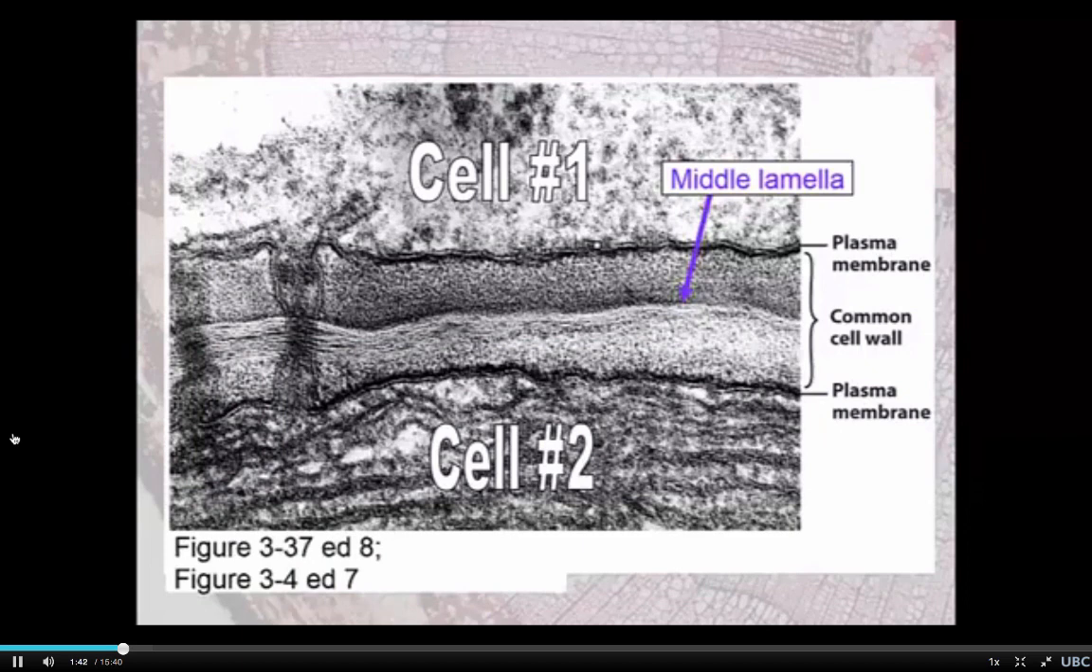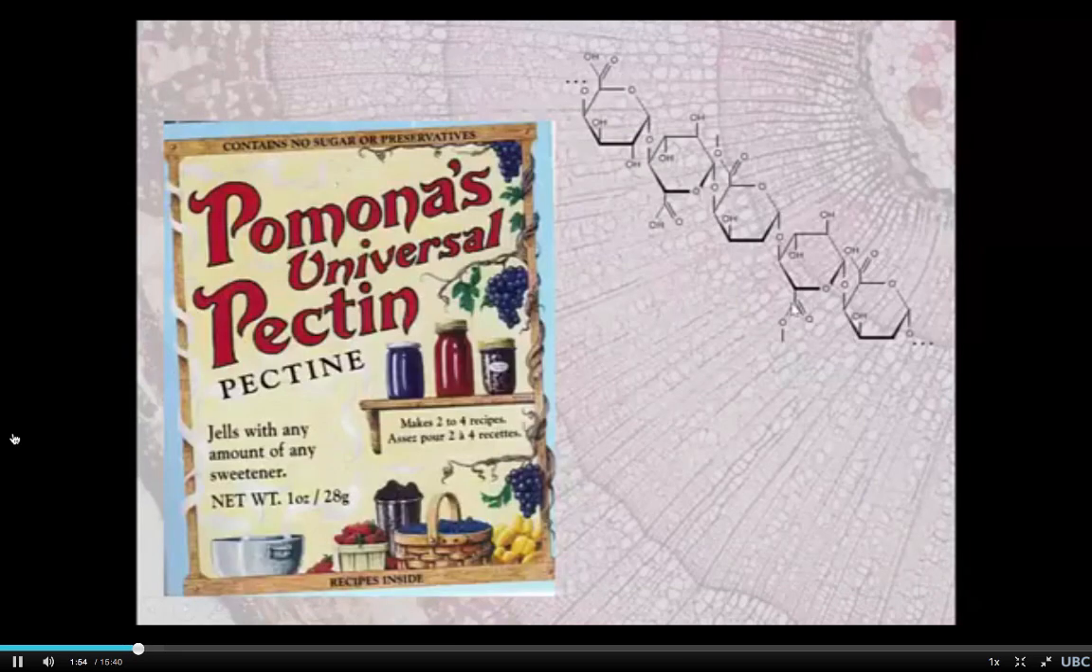It's the layer that glues the two cells together. So here you can see we have cell number 1, and we have cell number 2, and they're glued together by the middle lamella, which is made up of a chemical called pectin, which is a very complex polysaccharide. It is hydrophilic, so it absorbs water.